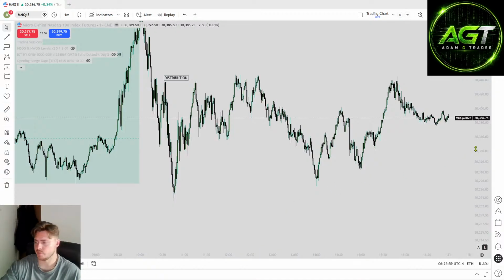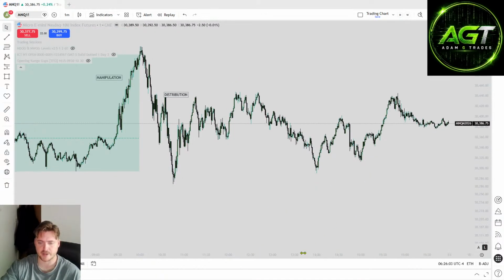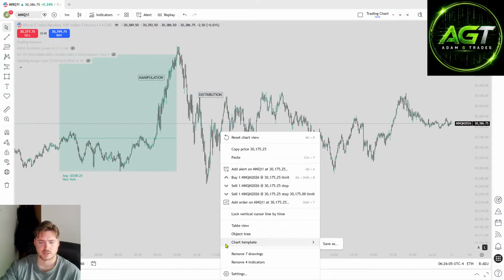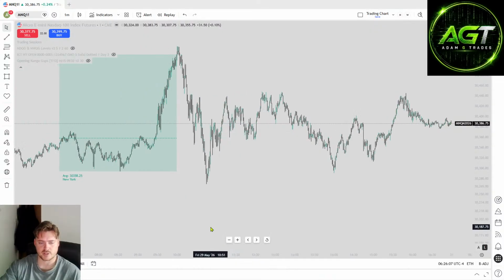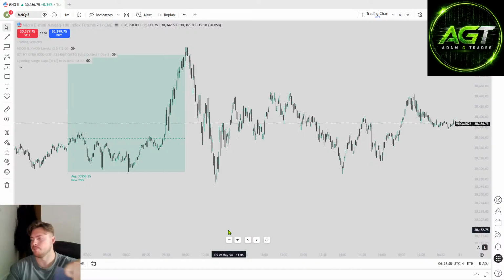So I think that's covered accumulation, manipulation, and distribution so far in under 10 minutes, so we're not doing too bad. Let's remove all the drawings now. What next did I want to tick off in my book of notes of topics that I want to talk about? The next one that I find is quite useful, specifically for the New York Open session, is opening range gaps.